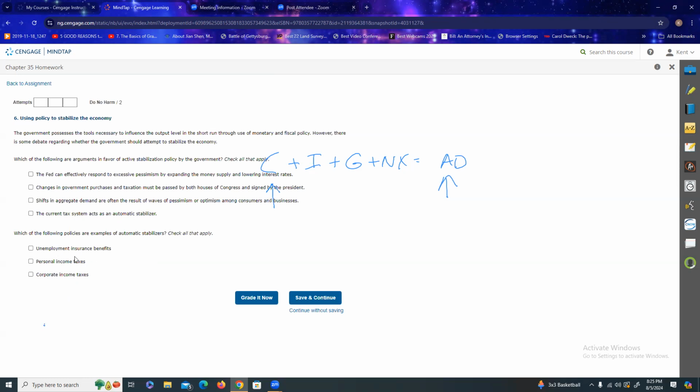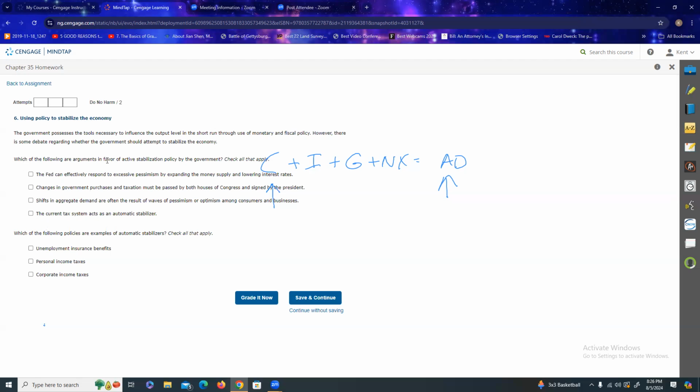Okay. This one's pretty easy. Which of the following policies are an example of automatic stabilizers? Unemployment insurance benefits, personal income taxes, corporate income taxes. Well, I don't know. You'll have to, I'm not going to do that.